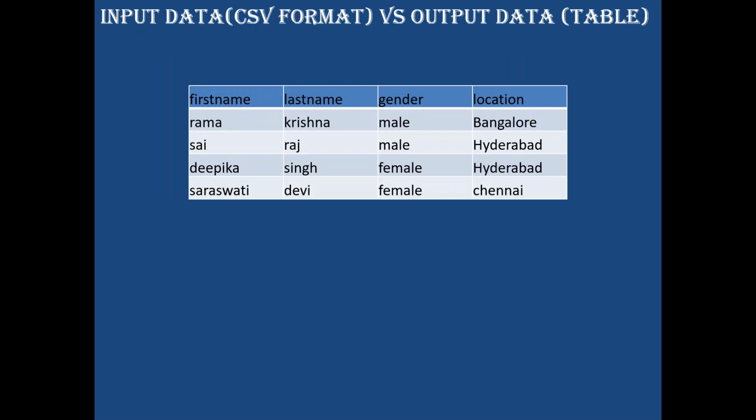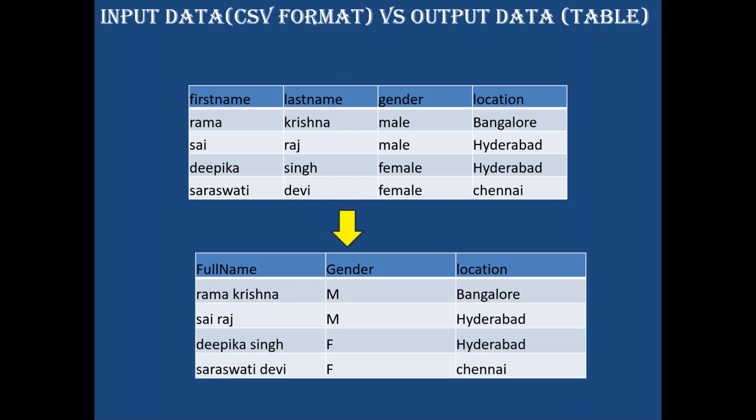See, this is my input data which is in a CSV file. This particular data I now want to convert like this. Look at the full name, which is formed from the combination of first name and last name: Rama Krishna became Ramakrishna, Sai Raj became Sai Raj, Deepika Singh became Deepika Singh, Saraswati Devi became Saraswati space Devi. Wherever we have a male, it became M, and wherever we have a female, it becomes F. The locations I am keeping as they are. Okay, so this is the exact requirement. The source is a CSV file, the target is a database table. How can we achieve this? Let's quickly see.